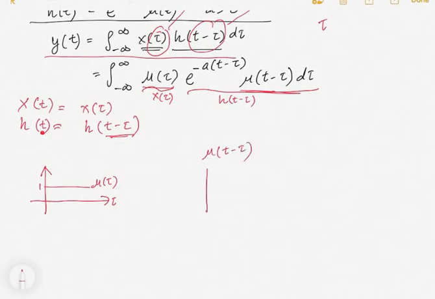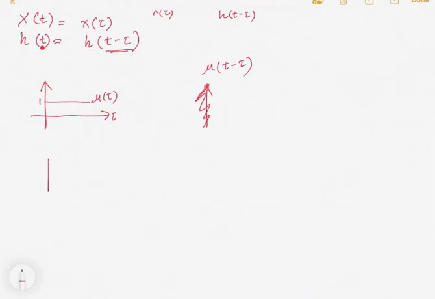I draw the negative tau first. So u(negative tau) should be from 1 to negative infinity. If u(tau) is 1 to infinity, then u(negative tau) is 1 to negative infinity. Then what about negative 1 negative tau?